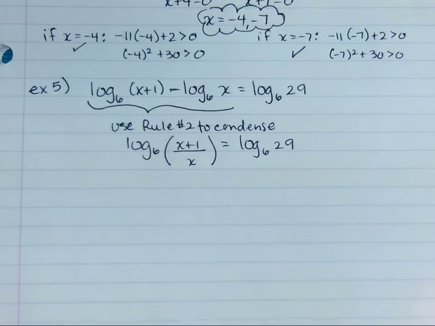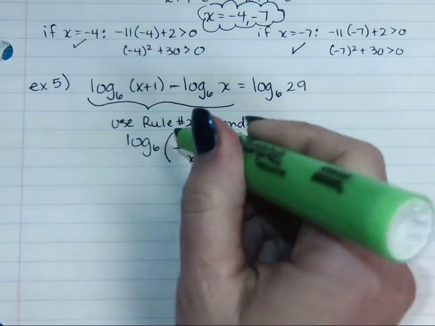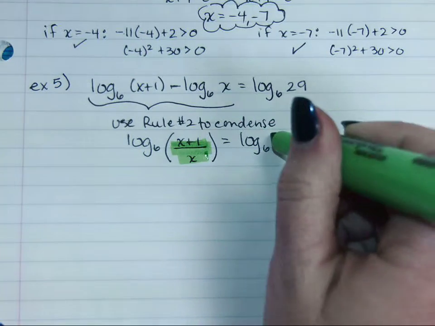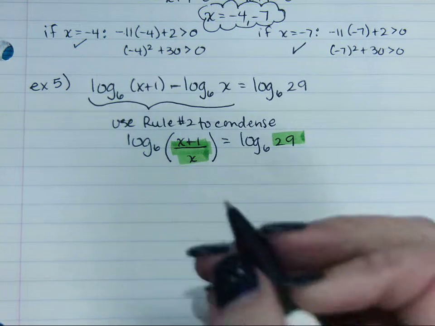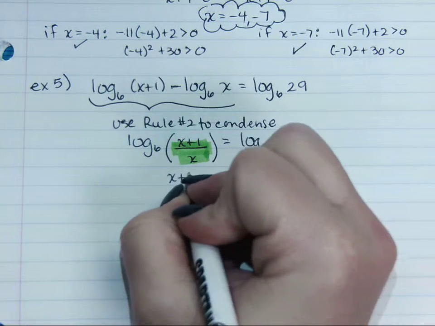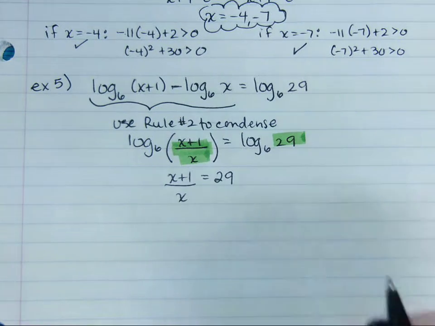So now that I've used my rule to condense this to a single logarithm, now I can do the same strategy that I just did in my last two examples. I'm going to focus on setting this side equal to that side. So I've got x plus 1 over x must be equal to 29.